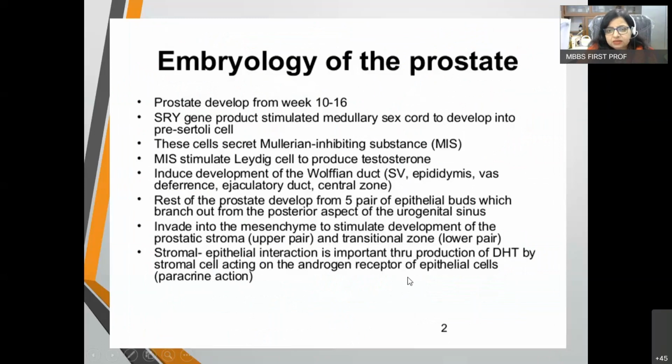Now, the prostate develops from week 10 to 16. And this SRY gene is responsible for the formation of the male reproductive system. These cells secrete Mullerian inhibiting substance, and this is responsible for the production of testosterone. The Wolffian duct, that is the mesonephric duct, is also formed because of this.